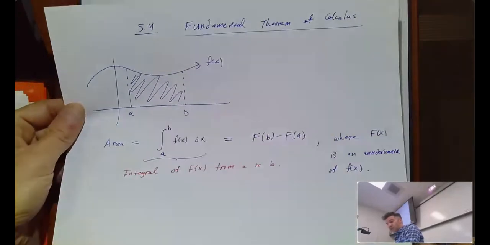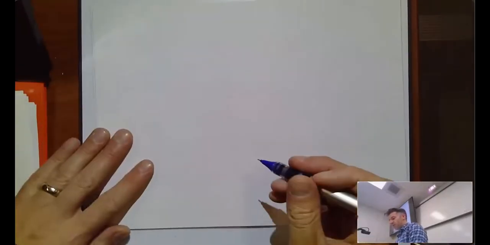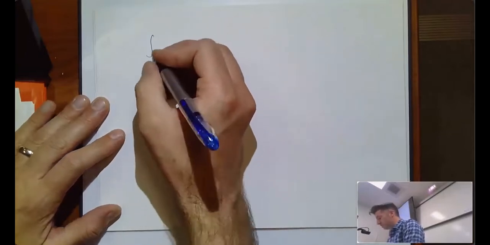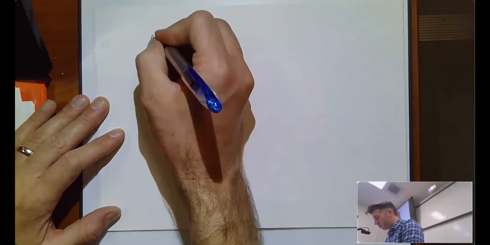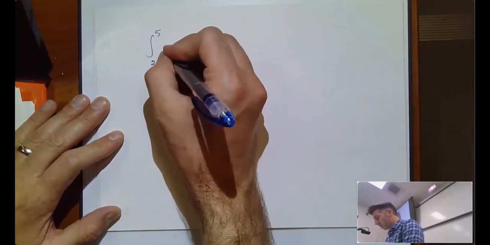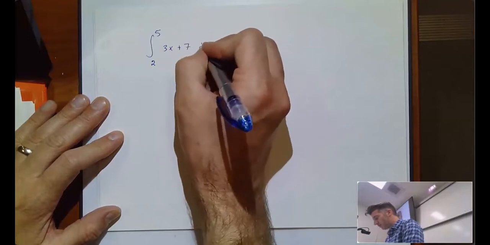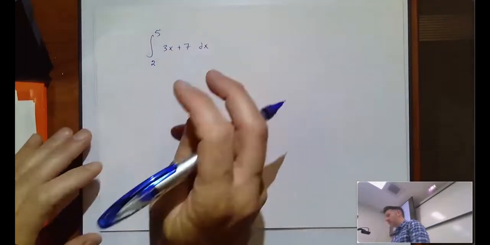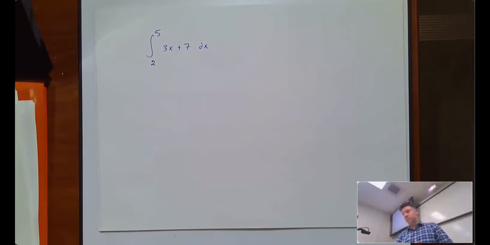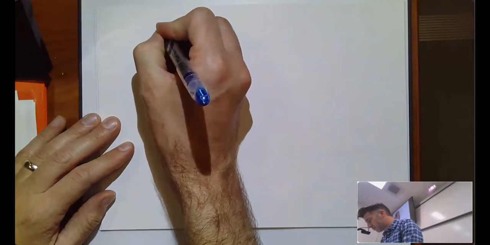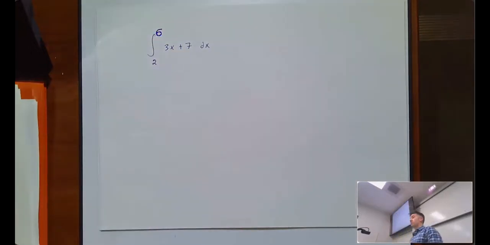So let's look at some examples. Let's say we wanted to find the area under the curve from 2 to 5 of, let's make it not too terrible, James, 3x plus 7. So I'm going to show you, let's go. I want to pick nicer numbers, but it's fine. Sure, let's go from 2 to 6. So here is how we're going to be doing this.